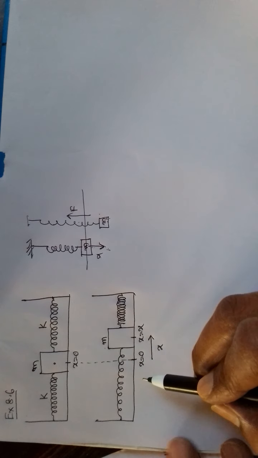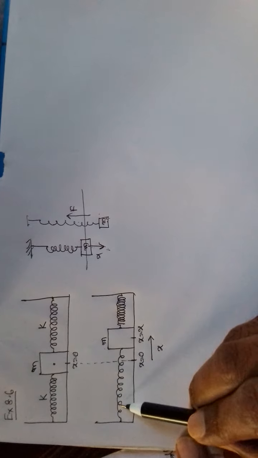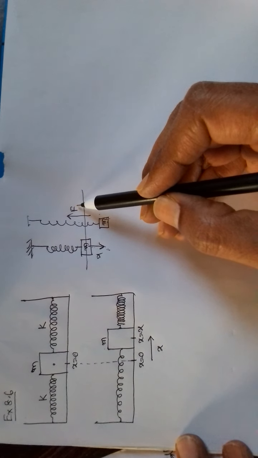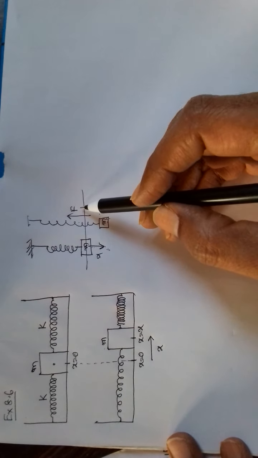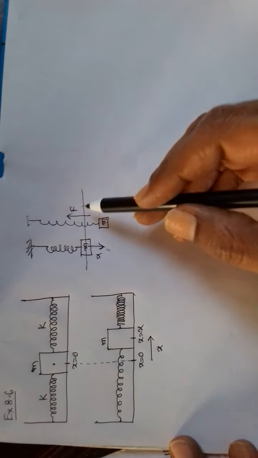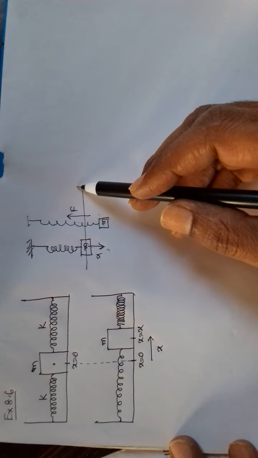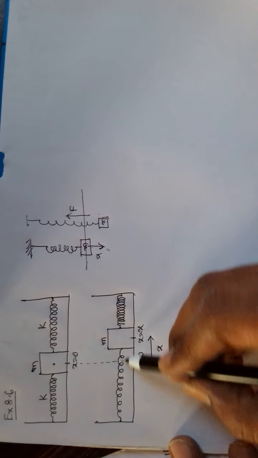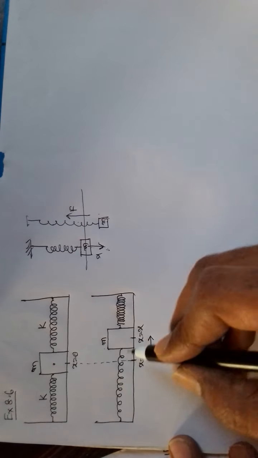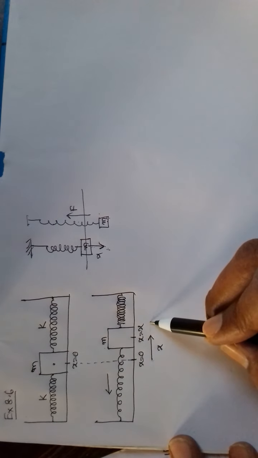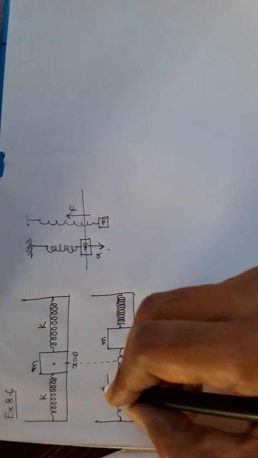See here also the same thing. The spring is stretched. Therefore, a restoring force always opposes stretching as well as compression. It opposes both. So here the spring is stretched, so the restoring force inside the spring opposes that. Therefore, a force is developed in this direction because displacement is to the right. Therefore, the restoring force will be to the left.